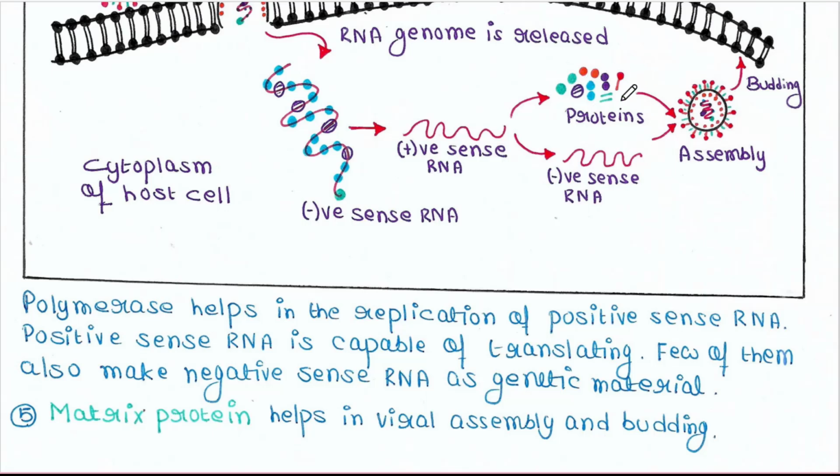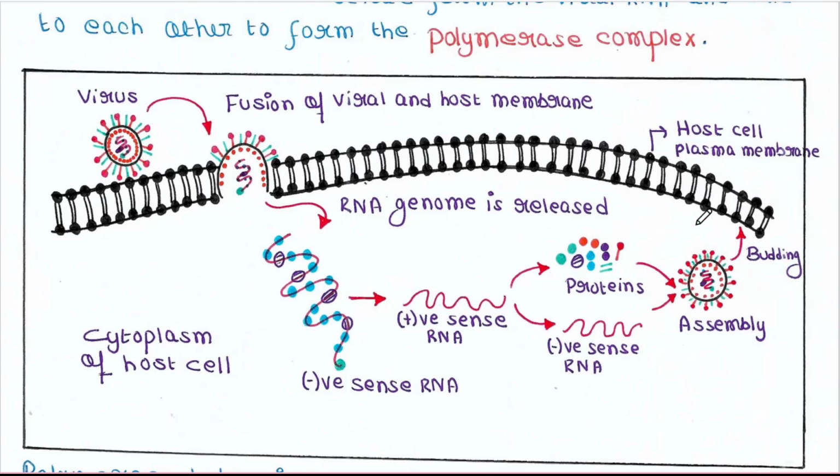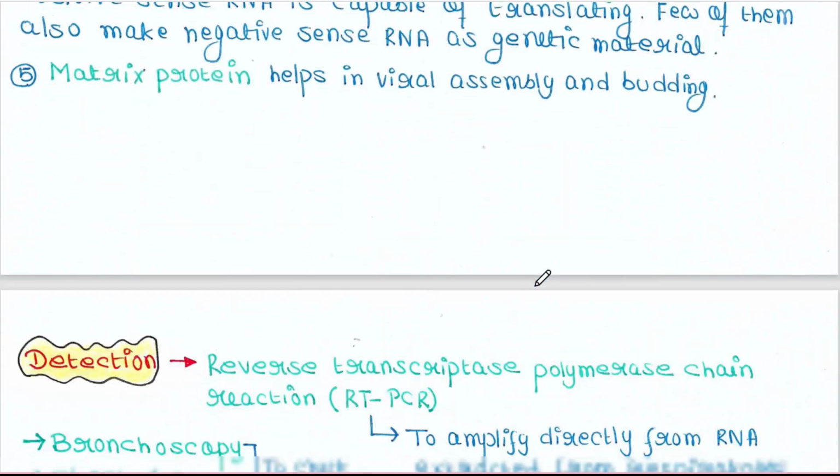And these proteins and negative sense RNA will be assembled in this way. The matrix protein helps in this assembly and budding. After the budding, the virus will be released from the cytoplasm and will attack neighbor cells. So in this way, the cycle will continue.